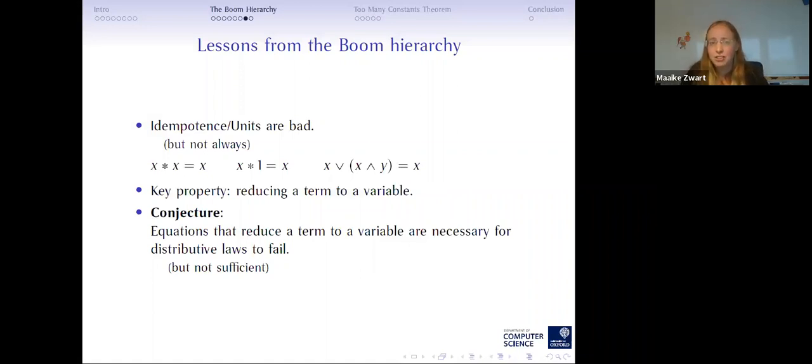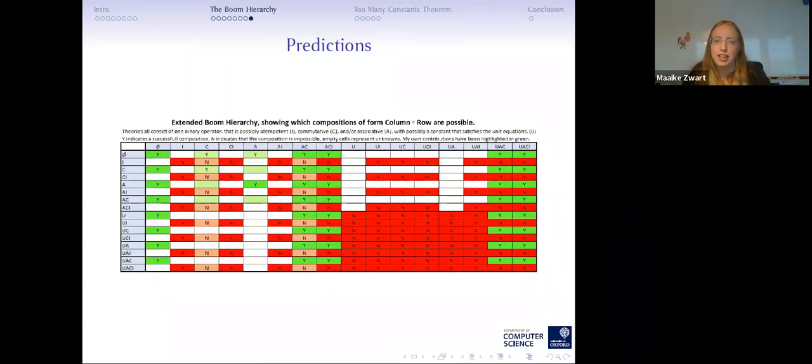So regarding the Boom hierarchy, this would mean that I expect these little squares here that I've shaded in, which have neither units nor idempotents, to have a distributive law. So challenge for the community: find one. Or prove that it doesn't exist, in which case my conjecture will fail, which will be very exciting as well.